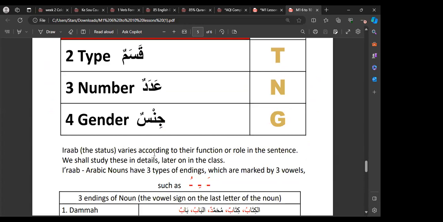The status varies according to their function or role in the sentence. So the different categories in a sentence are the subject and the predicate. For example, in the fa'il version, you have the fa'il and maf'ul. So the role of the word in the sentence, that's the reason why we have i'rab. We shall study these in detail later on in the class. Arabic nouns have three types of endings which are marked by three vowels: Dhamma, Kasra, and Fatha.